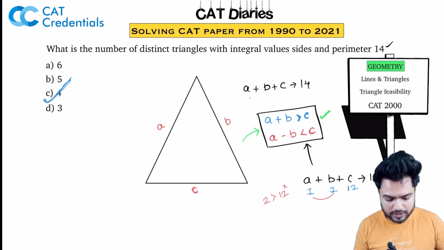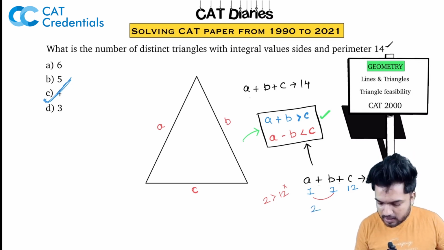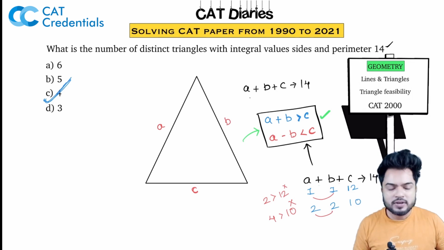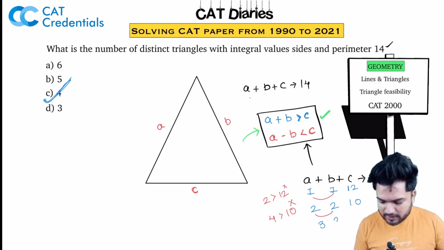Is it possible that I can take a 2 and a 2 and then 10 here? Again, the rule is not satisfied. The sum of the two, 4, has to be greater than the third. Is it happening? No, it is not happening. You can do this for 3, 3 as well. If I put a 3 here, it will be 6, and what will be remaining here is 8. Is 3 plus 3, 6, greater than 8?